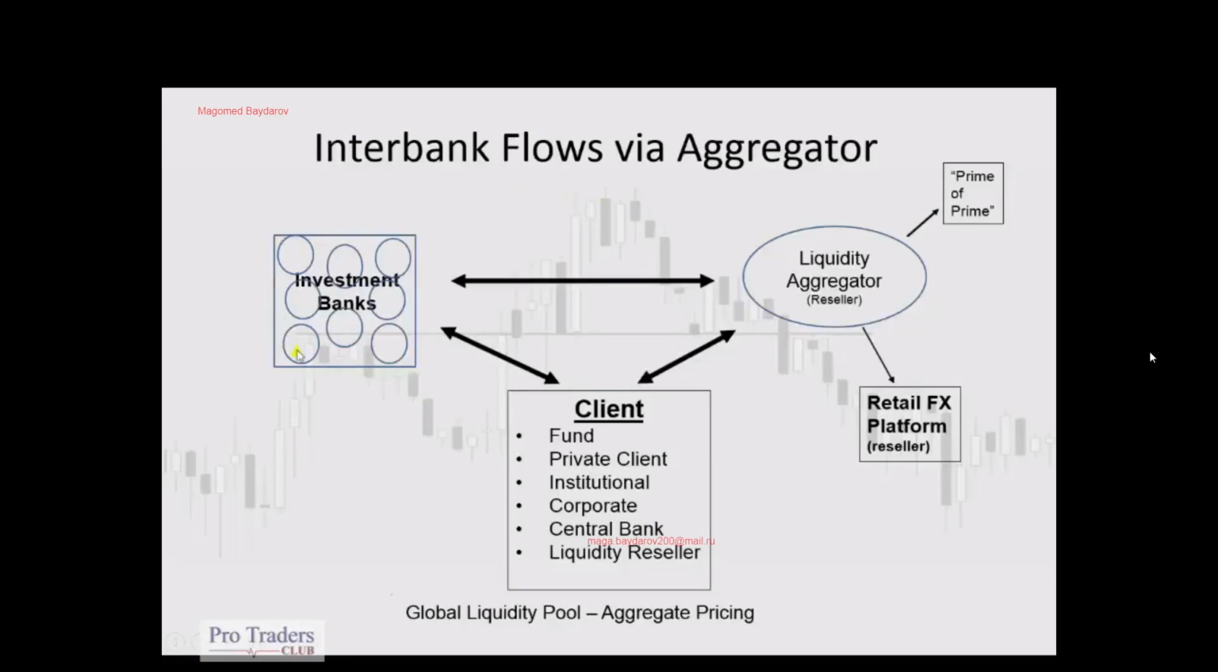So here you have a collection of investment banks, tier 1, tier 2 banks that are very rich in liquidity, and they all have a multitude of clients and liquidity coming in from all sides in very large volumes. The investment banks, of course, have separate agreements with the client, which I had just discussed. And the clients can be funds, private clients, institutions, corporations, central banks, liquidity resellers, sovereign funds. Really, again, it's important to understand that the foreign exchange marketplace is virtually endless.